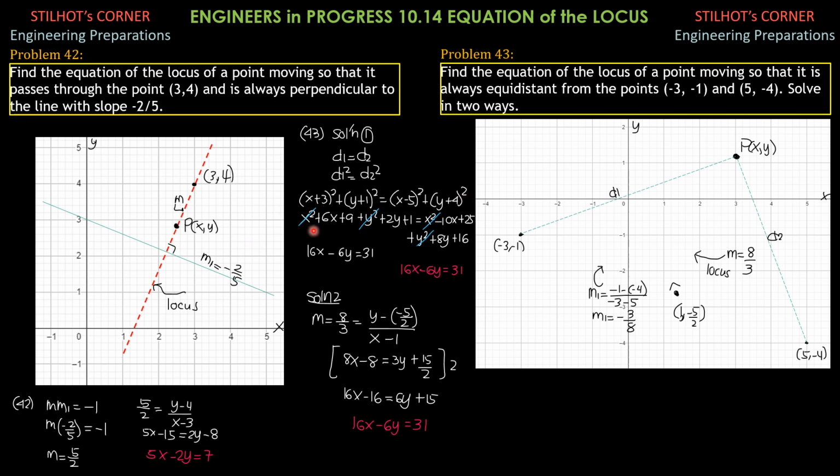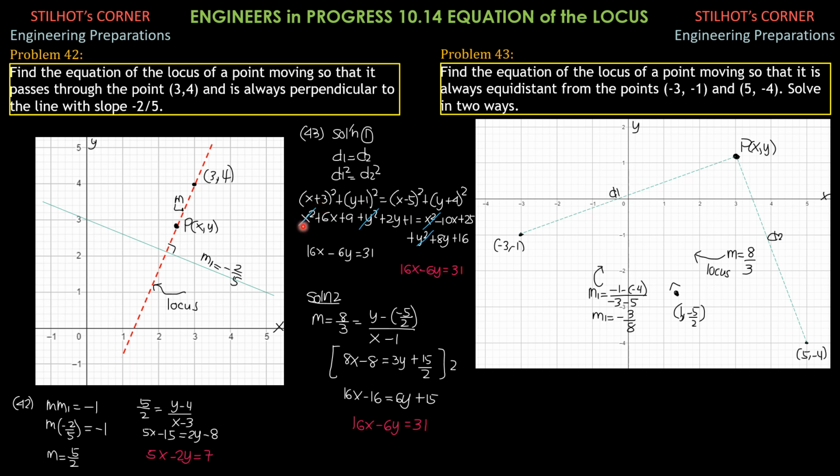Expanding, we have x squared plus 6x, twice the product, so twice of 3x is 6x, plus square of 3, which is 9, plus y squared, square of the first, plus twice the product, 2y, plus square of 1, which is 1, equals x squared, negative 5x times 2, negative 10x, plus negative 5 squared, 25, plus y squared, 2 times 4y is 8y, then 4 squared is 16.